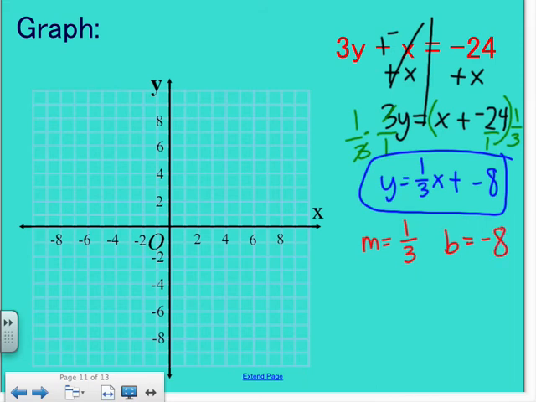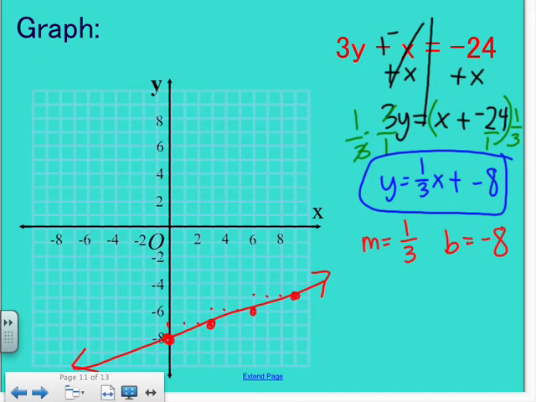So remember, your y-intercept is your starting point. So I have a point at negative 8, and my slope is my directions. I go up 1 over 3, up 1 over 3, up 1 over 3. And my graph looks something like this, okay? If you had some trouble with it, that's fine. This is the first time we've tried this.